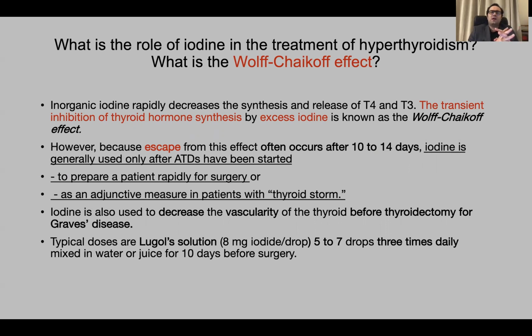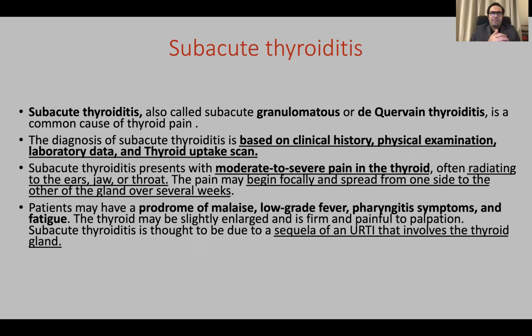तो इसलिए iodine is generally used only after ATDs have been started, और उसके साथ साथ ताकि rapidly हम patient को prepare करें, सिर्फ उन cases में हम use करेंगे. And also as an adjunct treatment of a patient with thyroid storm. Iodine is also used to decrease vascularity of the thyroid before thyroidectomy for Graves' disease. Typical dose, as I told you, 5 to 7 drops TID.